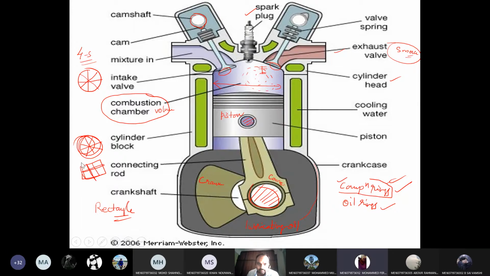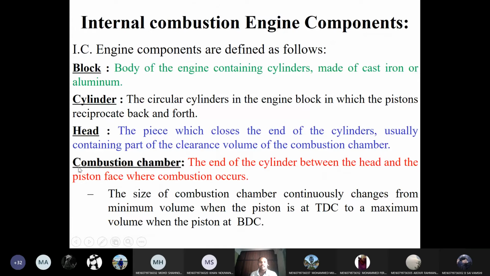Right, now the components we will discuss one by one. The block is the body of the engine and contains the cylinders. It is made of cast iron or aluminium. And the cylinder is the circular bore in the engine block in which the piston reciprocates to and fro. That is the cylinder.